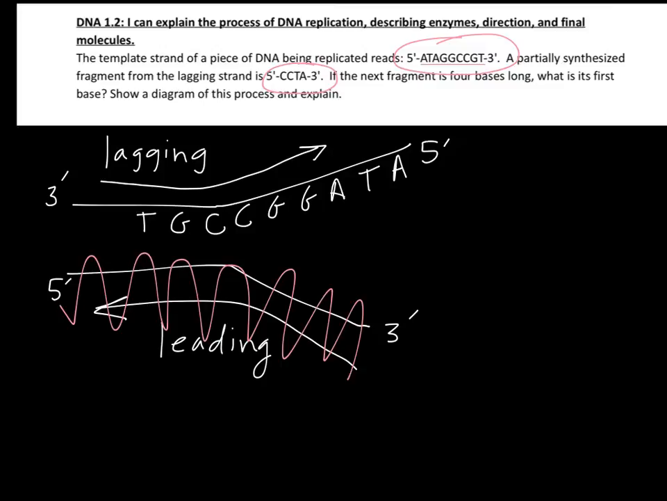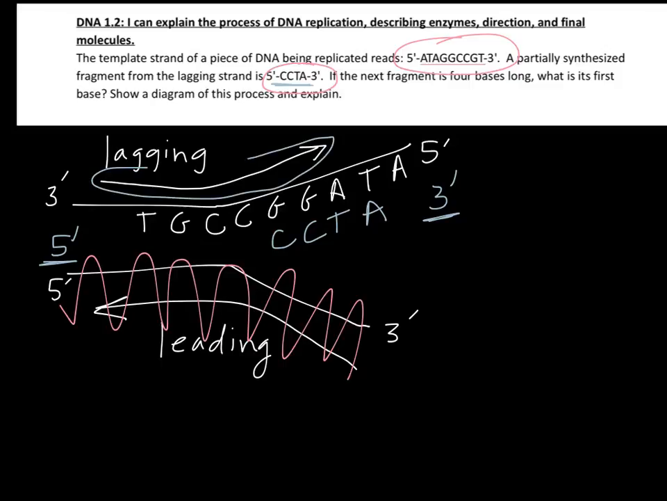So I'm going to do this new fragment in blue. The 5' end of the new one has to be this side, and the 3' end of the new one has to be on this side. So CCTA, from 5' to 3', lines up right here. CCTA, again reading from 5' to 3'. So this was the fragment that was made. And again, look at the direction of this lagging strand. The CCTA was put down in this direction. Okay? So that's what we've copied so far.